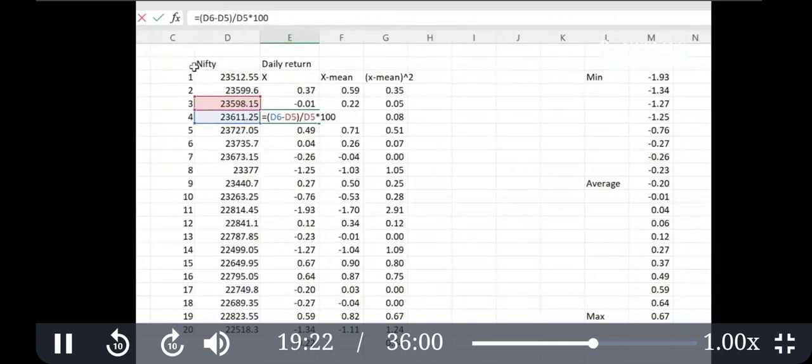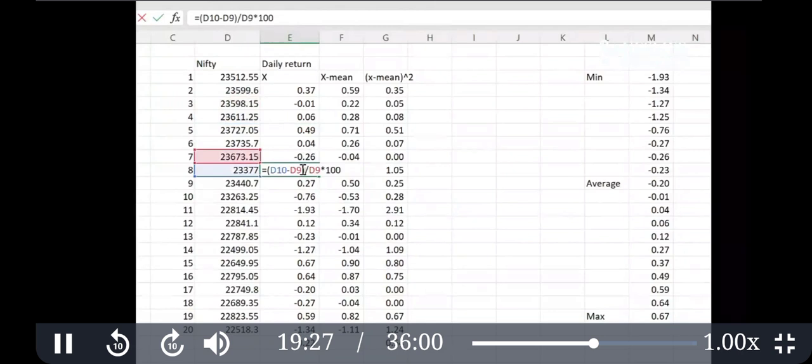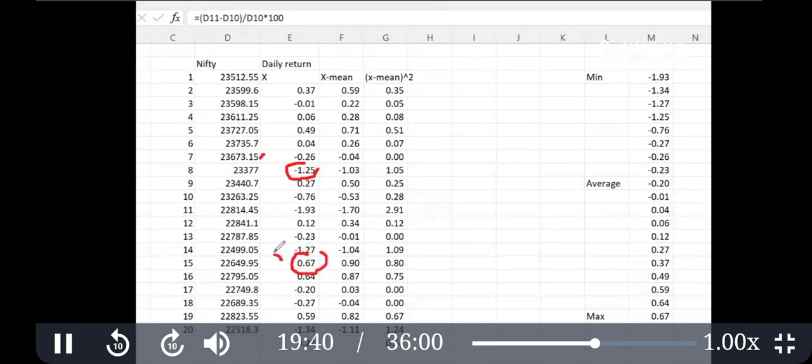This is day two. This is day 1, 2, 3, 4, 5, 6, 20 days of data. For example, this means Nifty is minus 1.25% as compared to the previous day. Here, Nifty is up by 0.6% as compared to the previous day. This is the second day minus first day divided by first day, multiplied by 100. So this is the daily return data. We will call this the x n observation in statistics.